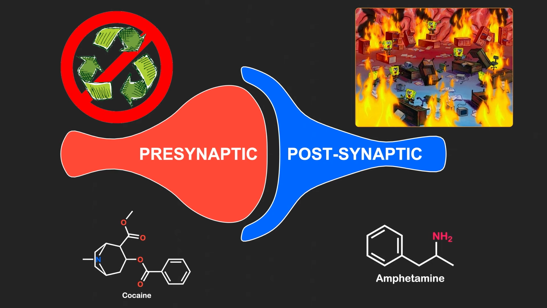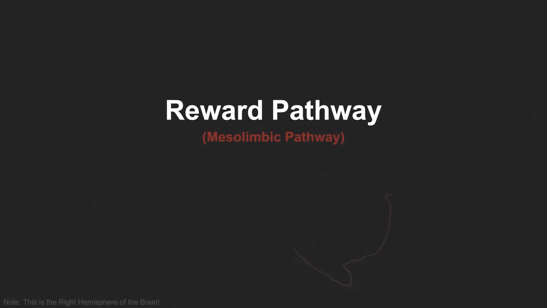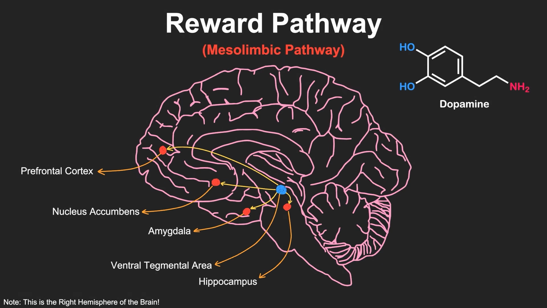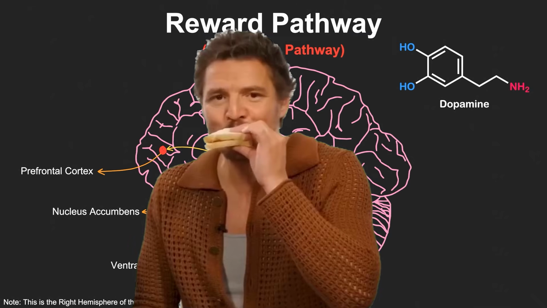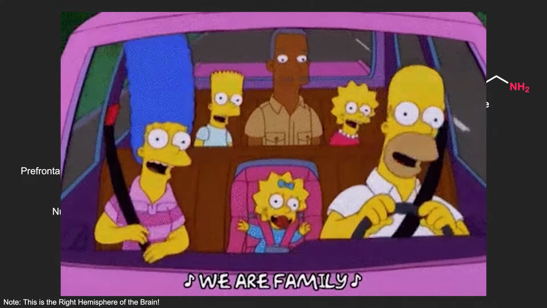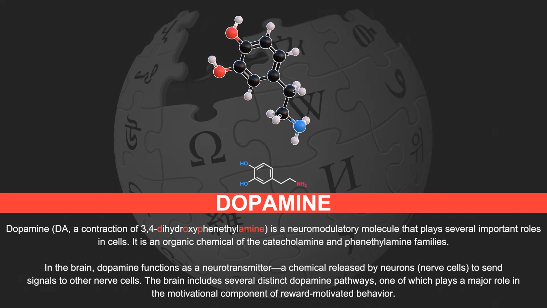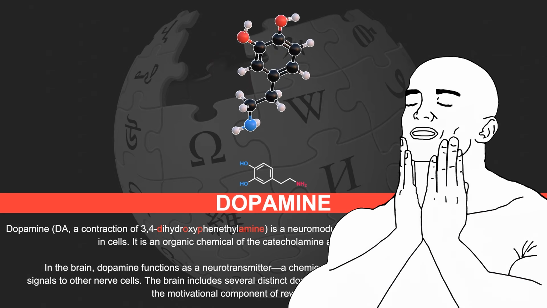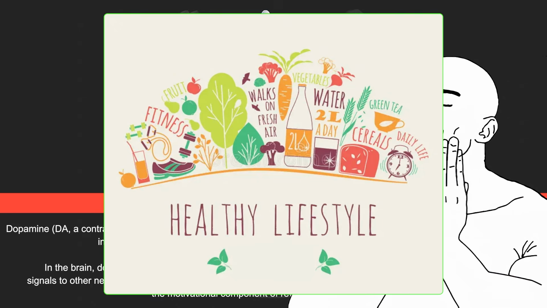The critical pathway for addiction is the reward pathway, also called the mesolimbic pathway. In this pathway, the neurotransmitter dopamine is synthesized in the ventral tegmental area and is released onto cells in the nucleus accumbens. The brain's reward system plays a crucial role in reinforcing healthy behaviors. When you engage in activities like eating food, exercising, and connecting with loved ones, your brain releases dopamine, a neurotransmitter associated with pleasure and motivation. This release of dopamine creates a positive feeling, encouraging you to repeat these healthy behaviors.